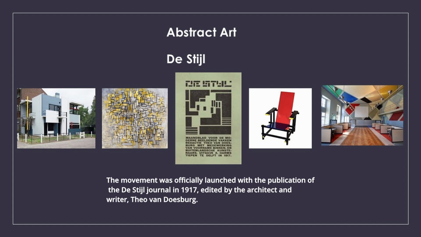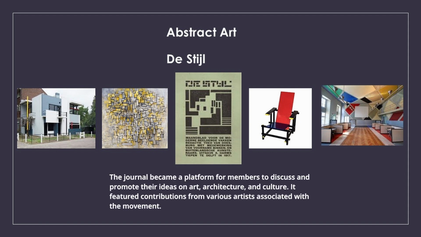abstraction. The movement was officially launched with the publication of the De Stijl Journal in 1917, edited by the architect and writer Theo van Doesburg. The journal became a platform for members to discuss and promote their ideas on art, architecture, and culture. It featured contributions from various artists associated with the movement.